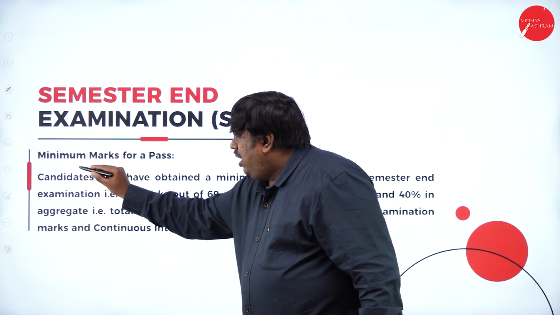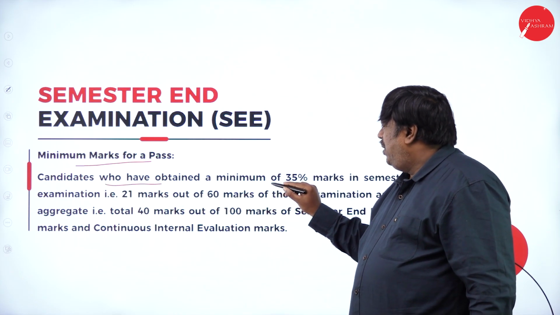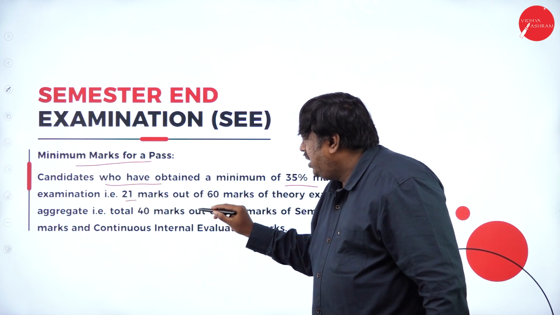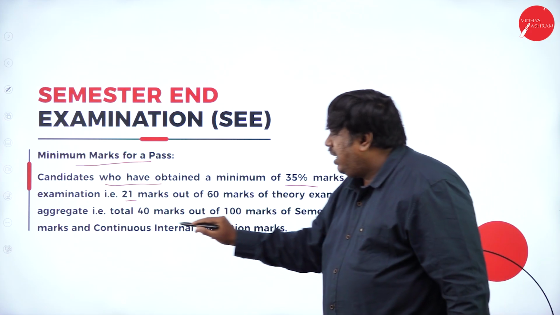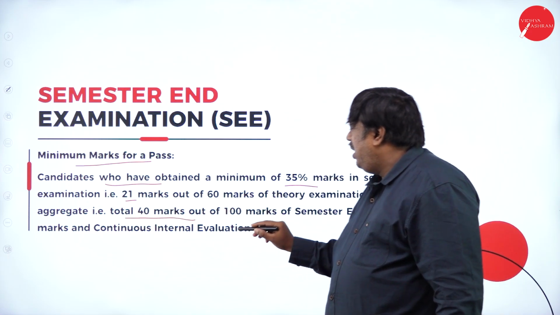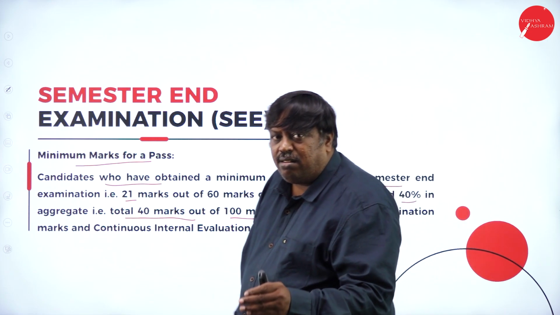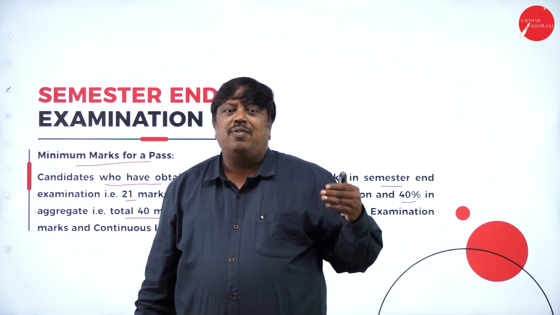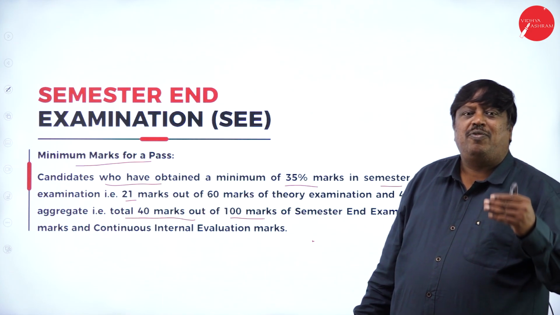The minimum marks to pass: candidates must obtain a minimum of 35% marks in the semester-end examination, that is 21 marks out of 60, and an aggregate of 40% overall, that is 40 marks out of 100. This means if I get 21 marks in the theory, my internal assessment marks should be 19. If I add both, 21 plus 19, it is 40 marks, which is needed to clear my paper.